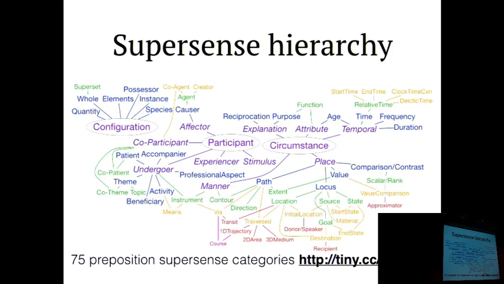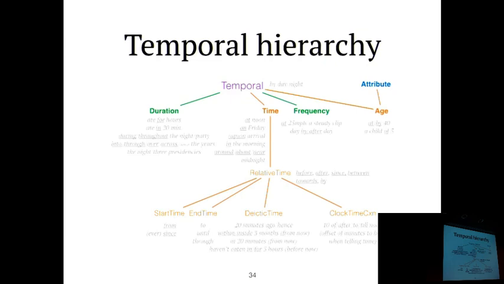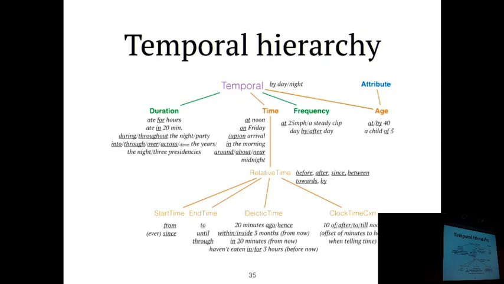So what we did was we documented examples of prepositions used in these categories in a resource at that link. To zoom in on the hierarchy a bit, you can see that there's a very general temporal class which refines into duration versus time versus frequency, and time gets refined into relative times, so things like before and after, and that gets refined into start time and end time, like from and to, and so forth. Here are examples for these different categories, but I'm not going to spend time on that right now.